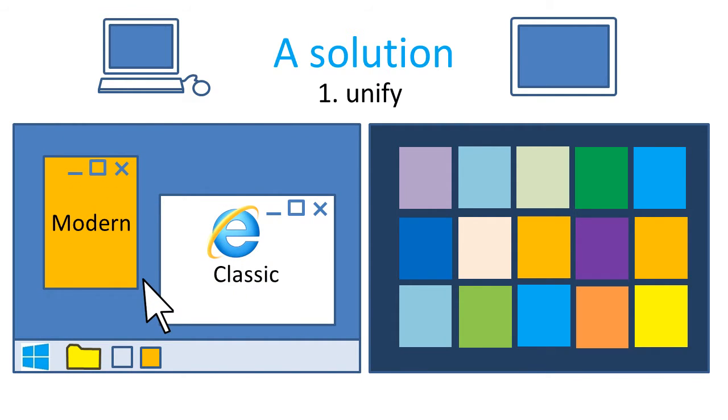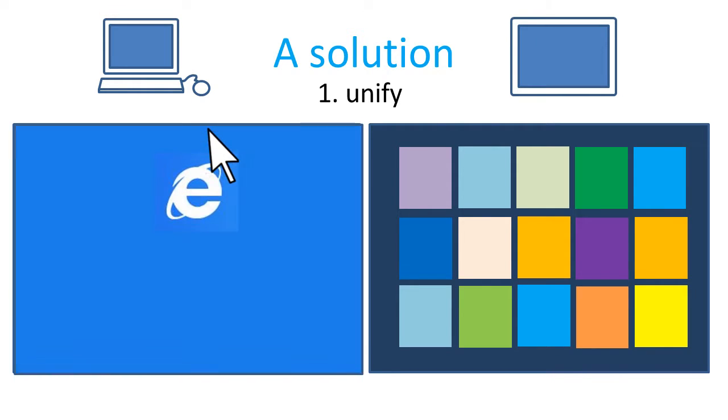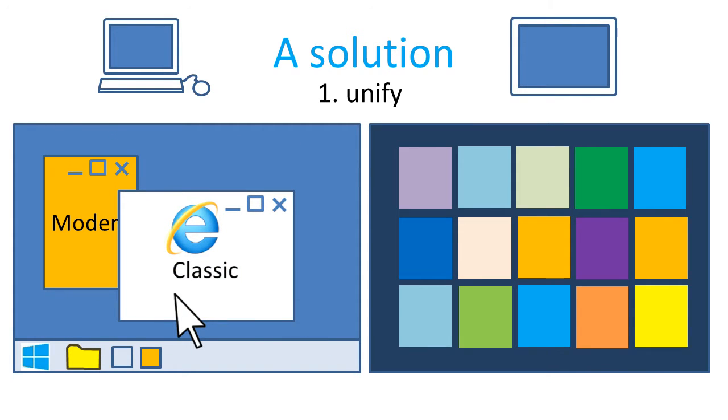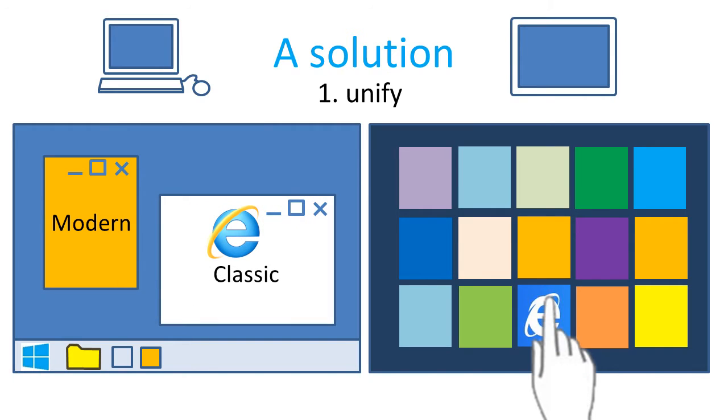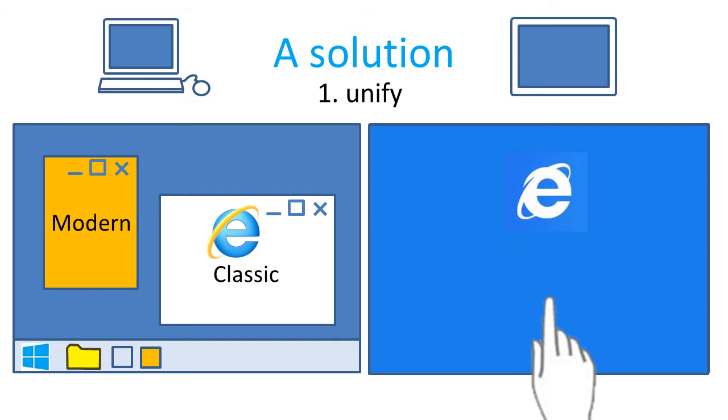Now, if a classic application also has a modern version, dragging it to the top seamlessly brings the full-screen modern app. This way, from the user's perspective, it looks as if there is only one application that just adapts to different formats.